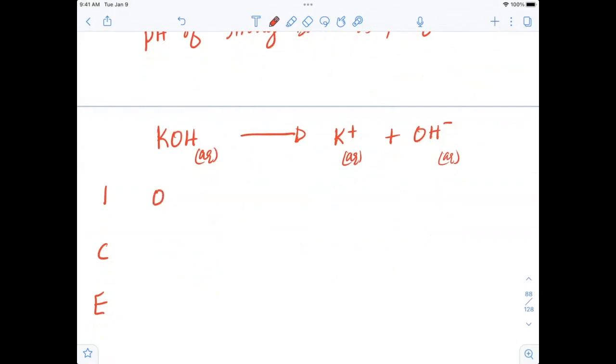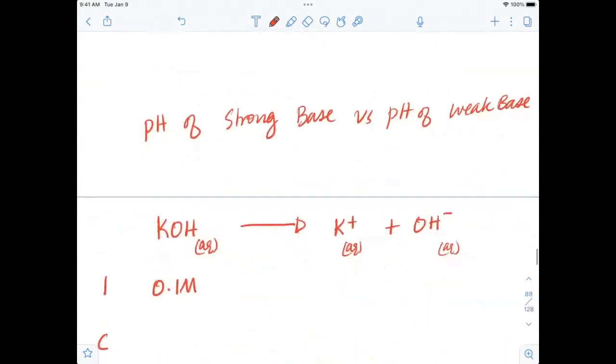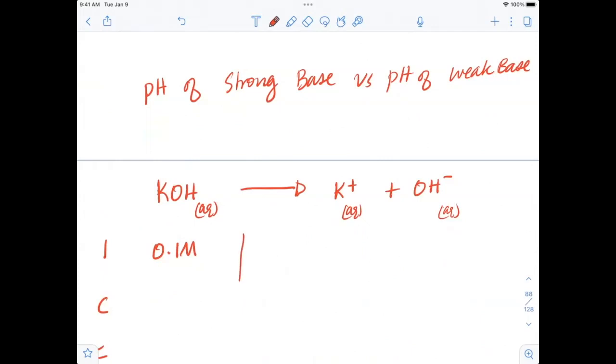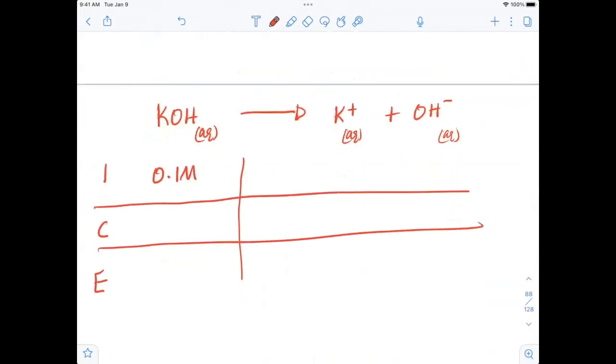Okay. Our initial amount was 0.1 molar. Let me make sure that was the case. I think it was 0.1 molar. Yeah, 0.1 molar. And then let's see how the pHs are different. Like we said before, initial is before any change has taken place, so the amounts here are 0 and 0. And then the change happens.